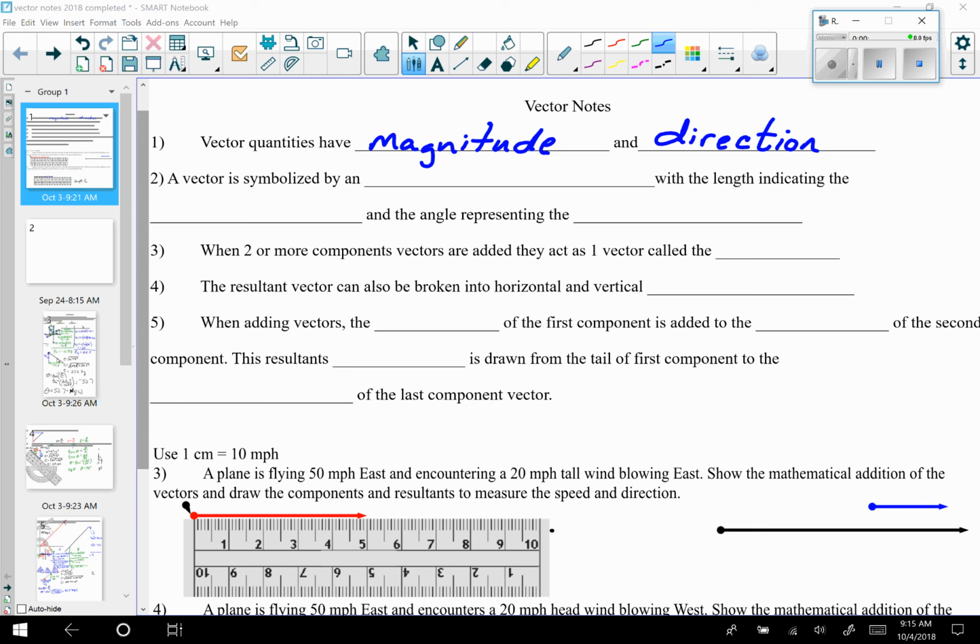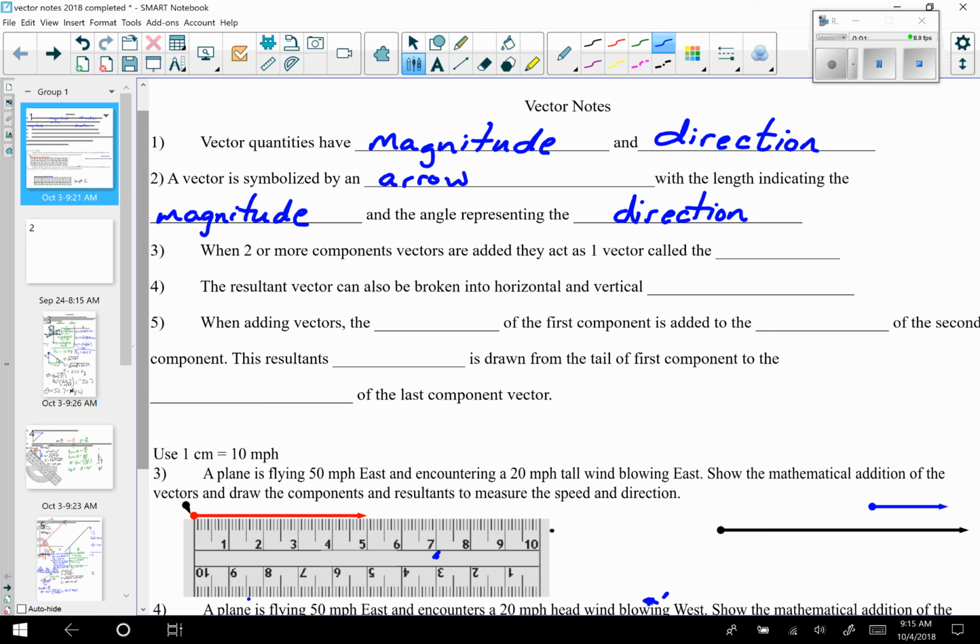Now they're going to be symbolized by an arrow. And so basically, anytime we see an arrow in physics, it's going to be some sort of vector. And the length is actually going to represent the magnitude. So the bigger the arrow is, the bigger the number that the vector is going to have. So for instance, a 40-mile-an-hour vector would be longer than a 10-mile-an-hour vector. And the angle is going to represent the direction. So that's why we're going to need the protractors and all that good stuff. Why can't I get this thing to write very well? Okay, so magnitude and direction.